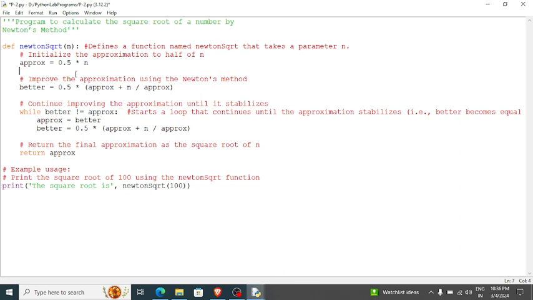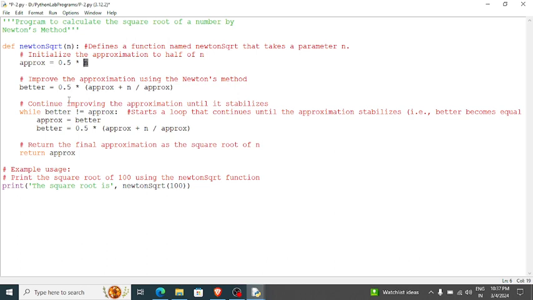Then, as per Newton's method, the first thing you do is initialize the approximation. You're going with an approximate value: whatever n is selected, you multiply it with 0.5, meaning you reduce it to half. Now that half is not your square root, so you have to find a better solution for it.